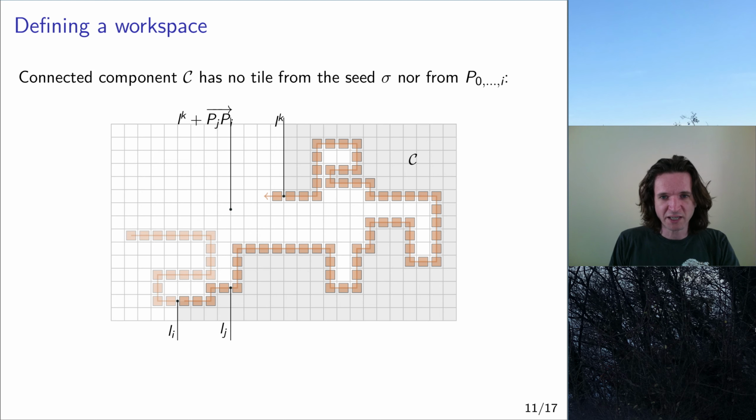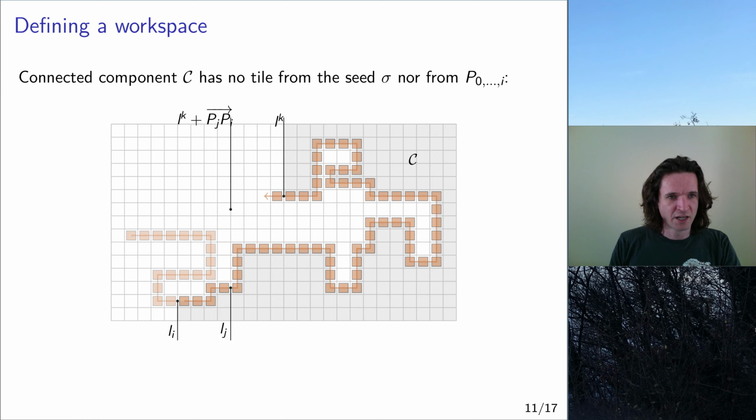And we like workspaces because if we manage to pump in a workspace, we will know that P is pumpable. If we pump something in the workspace that doesn't intersect P again after the pumping starts, then we know that P is pumpable, because we know that the pumping will not intersect any other tile, will not be blocked by anything.